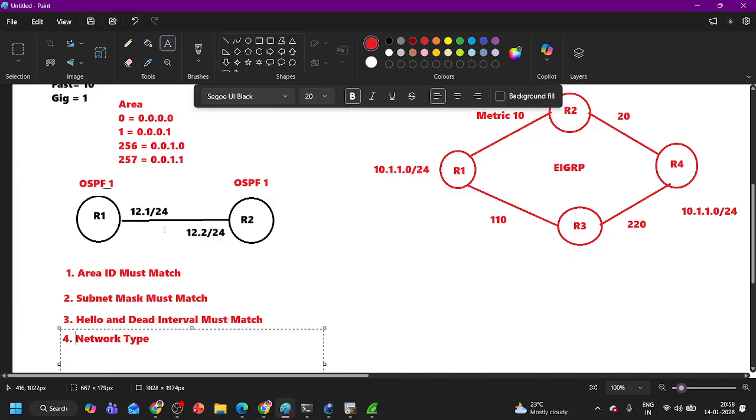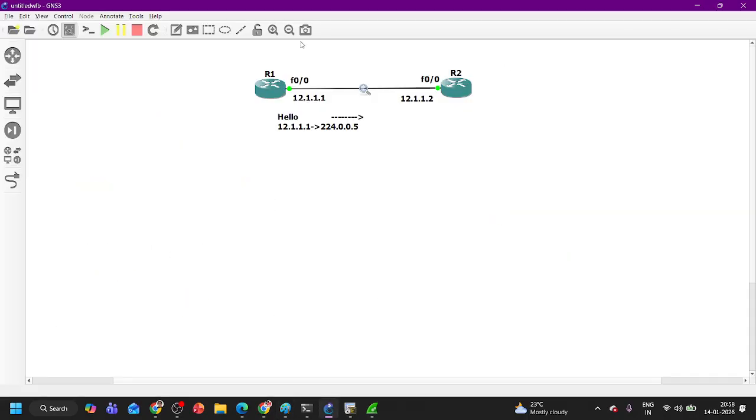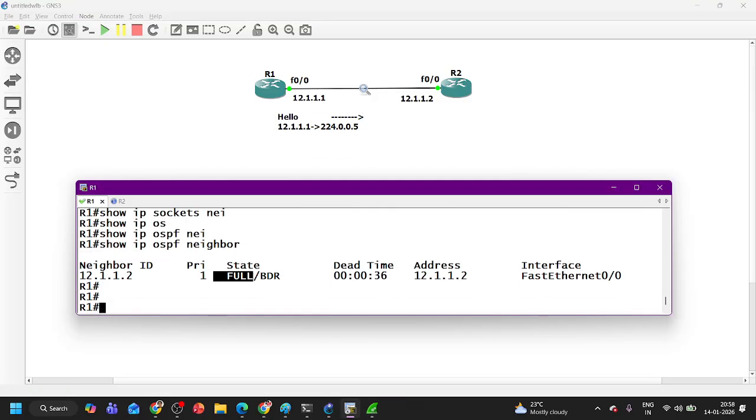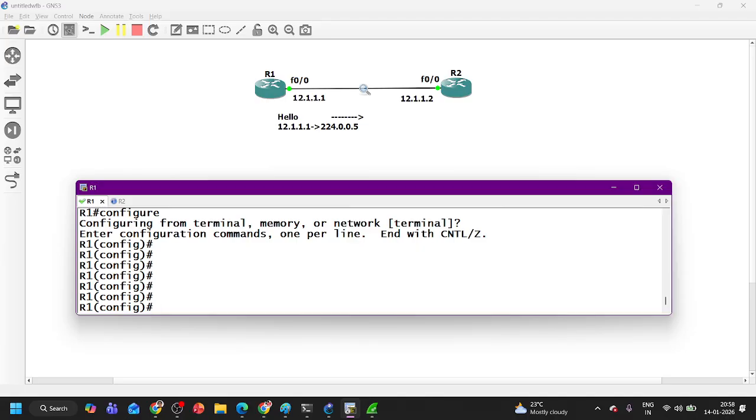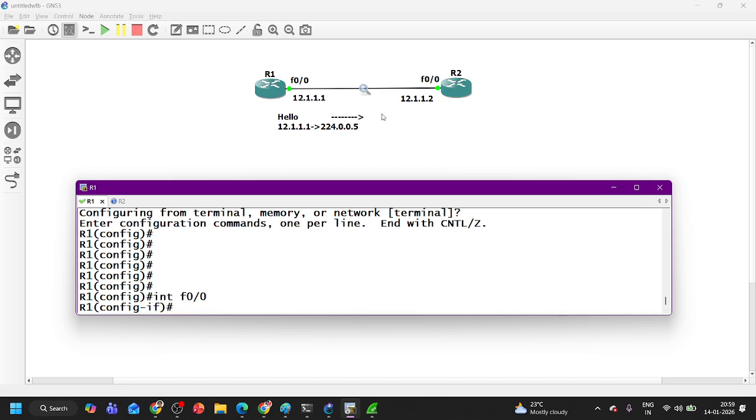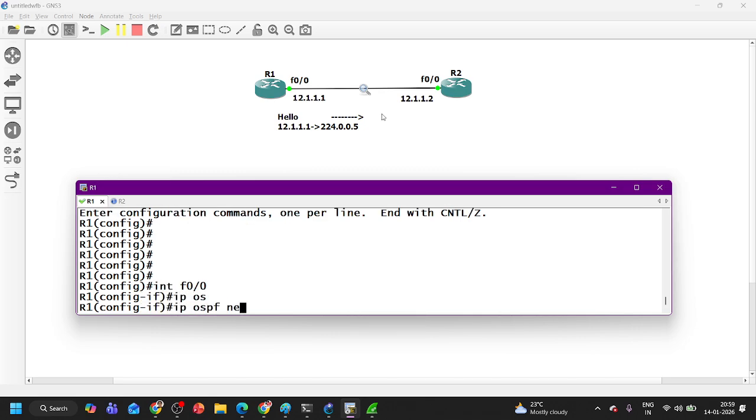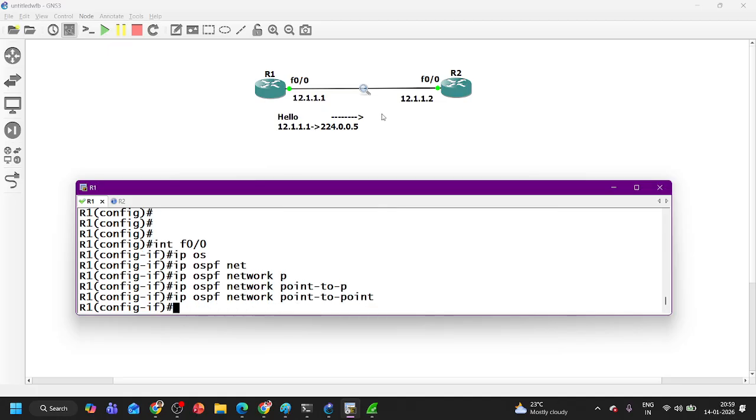Even between router 1 and router 2, whenever you have this kind of scenario, a point-to-point link, you should change the network type. You will not leave it on the default network type. Here, unnecessarily the router is maintaining DR and BDR information. If a router is performing DR BDR election, it will use its CPU. Here DR BDR is not required. Later you will learn this. To avoid that, we can simply change the network type: ip ospf network point-to-point.